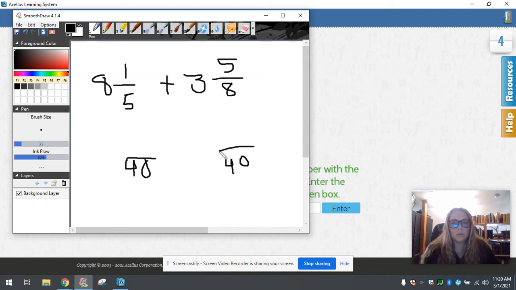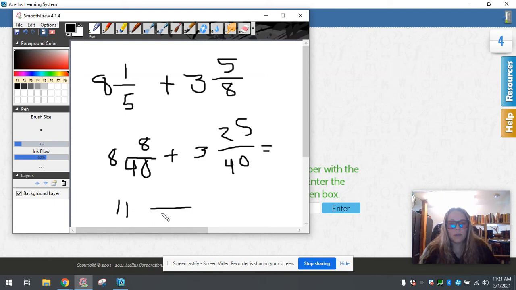And then I cross multiply. 5 times 5 is 25. 8 times 1 is 8. Bring down my whole numbers and my addition sign. And I will add my whole numbers. 8 plus 3 is 11. I don't add my denominators. 8 plus 25, adding my numerators, gives me 33.